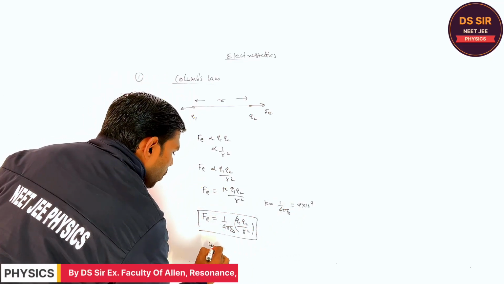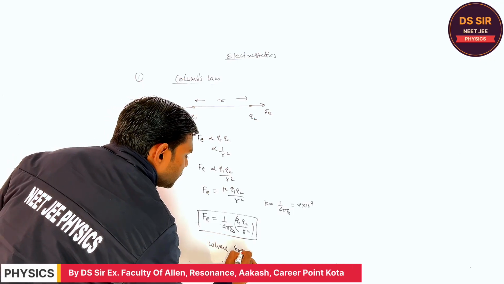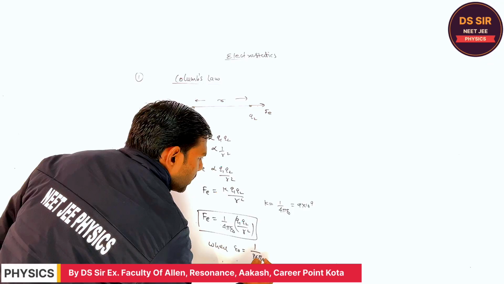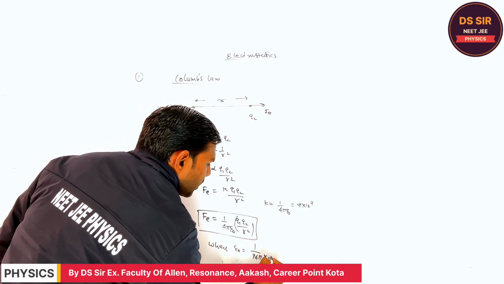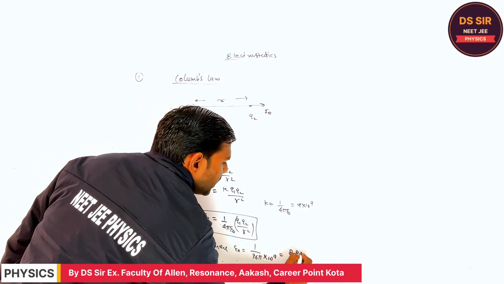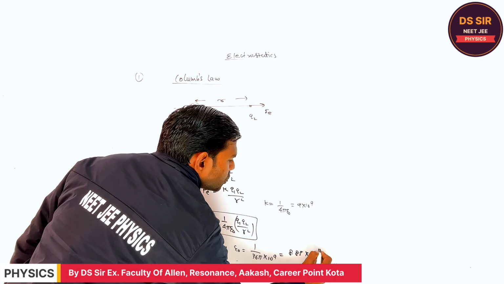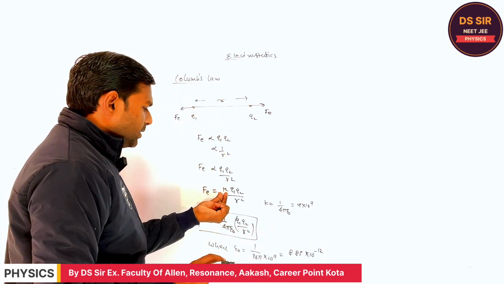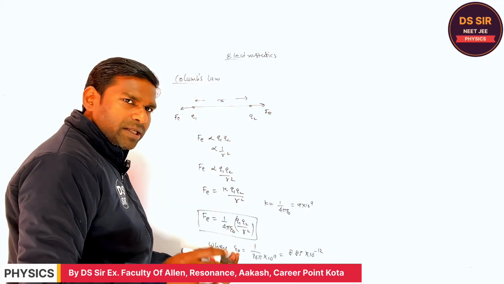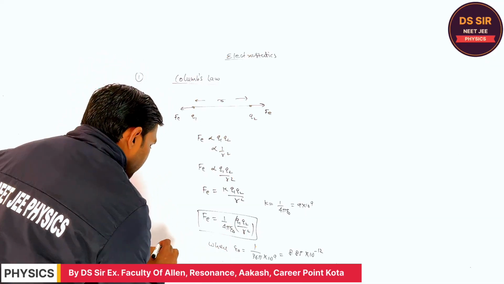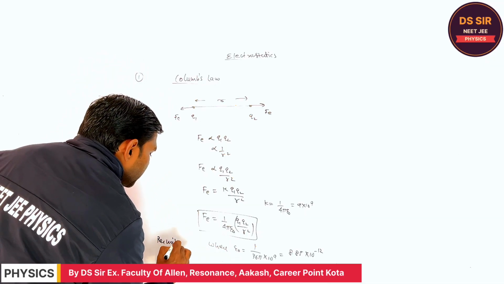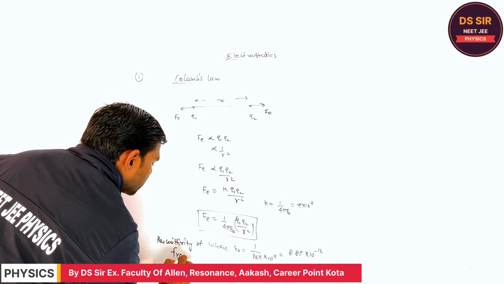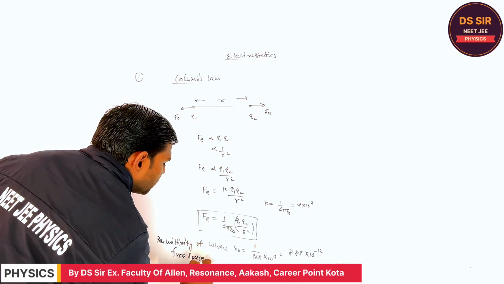Where what is epsilon naught? Epsilon naught is 1 upon 36 pi into 10 to the power 9. Its value comes to be 8.85 into 10 to the power minus 12. Right. What is the K? K is the constant. This epsilon naught is also called the permittivity of free space. Is it clear or not?